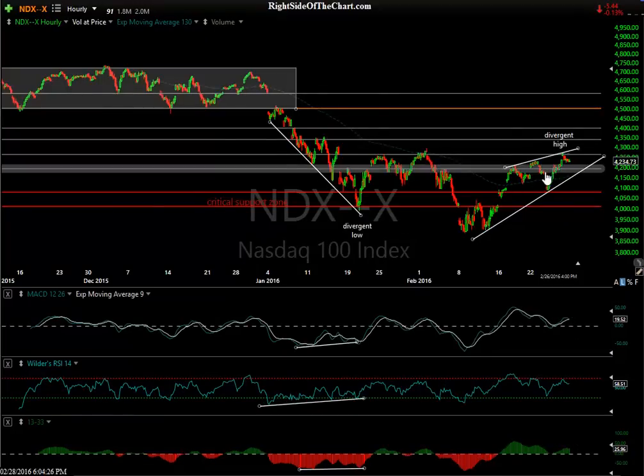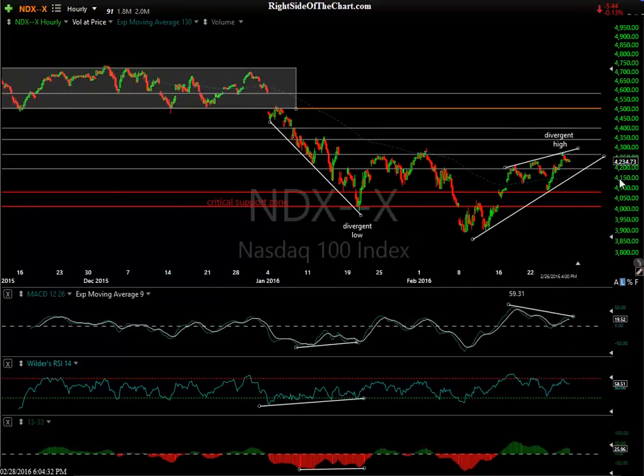There's the NDX, NASDAQ 100, same divergent high. Should have had this drawn out for you already. You can see the negative divergences. I'm drawing it here. The first was the MACD, then the RSI. This is just one of my trend indicators on a 60-minute chart, the 13/33 EMA pair.